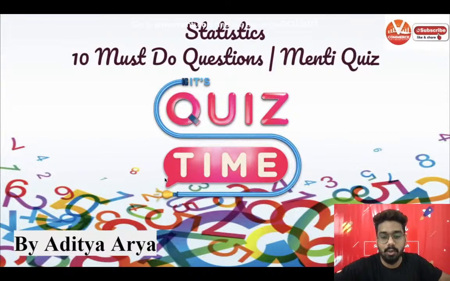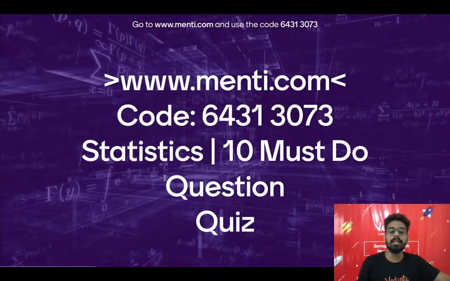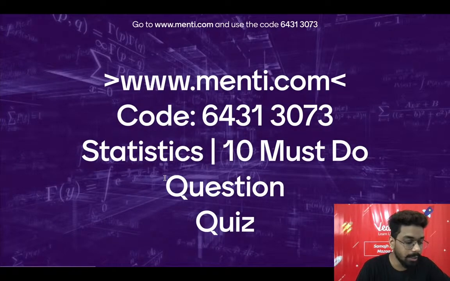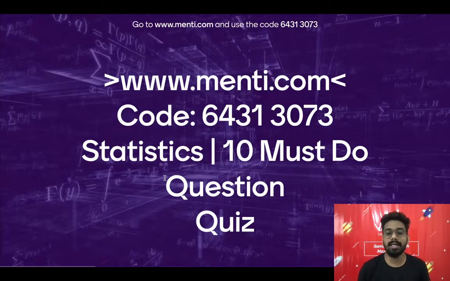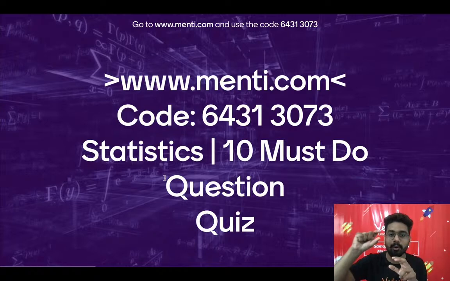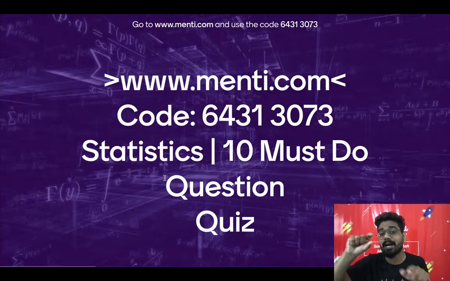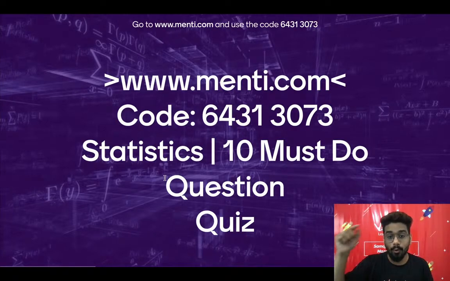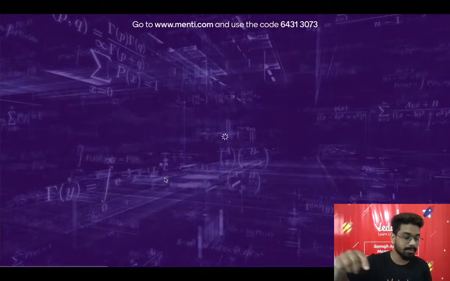Now let's start this quiz. Question number 1. And before question number 1, write down the code 64313073. I have already told you how you guys will enter. You will write down www.menti.com. Okay, and then after that a panel will come, like your link has there, a panel will come, enter the code to vote. Over there you will write down the code and enter, and then you will jump to this quiz.